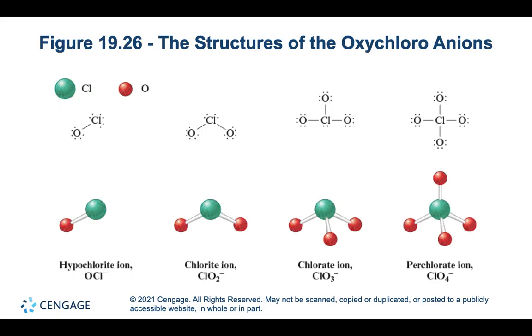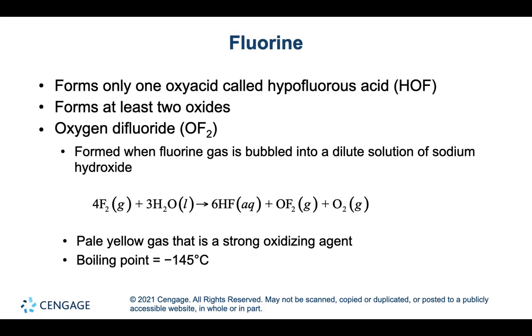Here's your valence shell electron pair repulsion geometry for various ions: your hypochlorite, chlorite, chlorate, and perchlorate. We go from linear to bent to trigonal planar to tetrahedral.